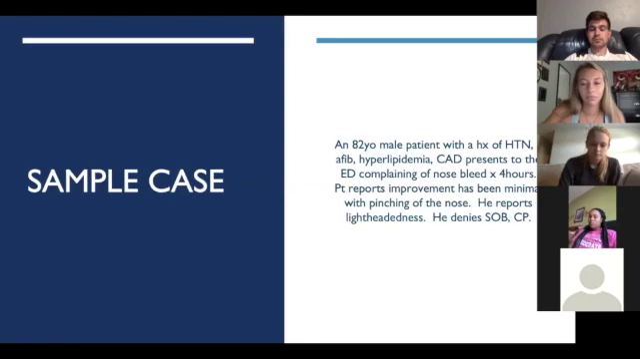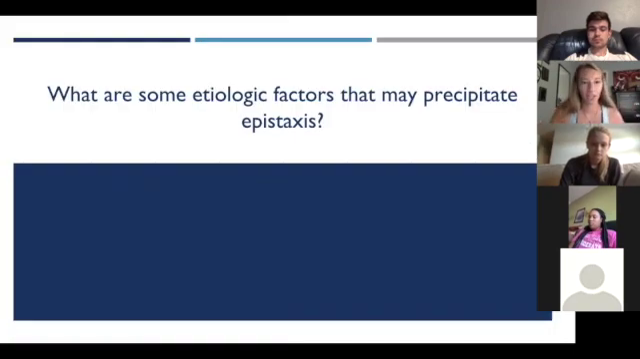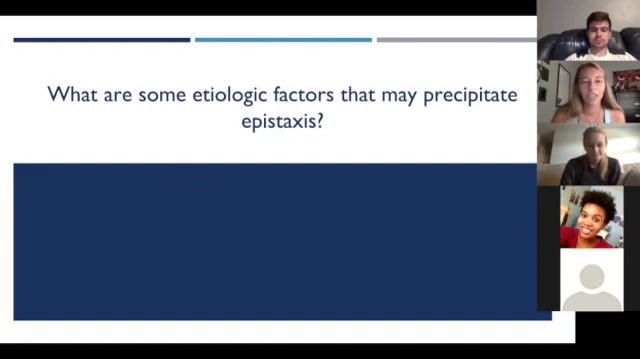Yeah. So that's just a case that I made up, because whenever we're talking about risk factors and things that can lead to epistaxis, it's not just the simple things. There's a lot of things that can cause nosebleeds. So let's try and come up with anything that could cause a nosebleed. What would be something really common that can cause a nosebleed that most people would lean to as one of their first on the differential?